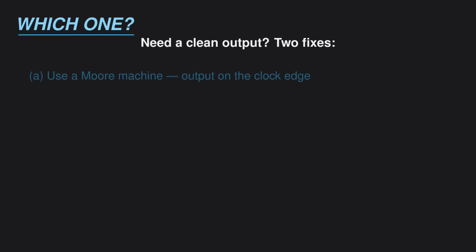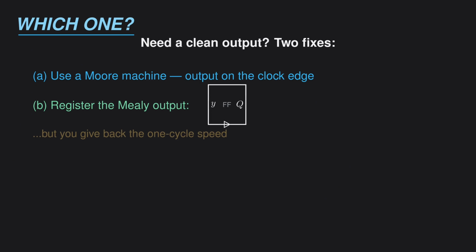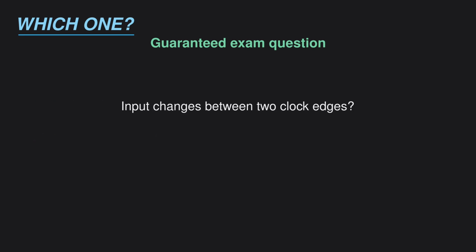If you need a clean output, you have two choices. You can use a Moore machine whose output changes only on a clock edge. Or you can register the Mealy output, which means passing it through a flip-flop. But that gives back the one cycle speed advantage. So here is a guaranteed exam question. What happens when the input changes between two clock edges? With a Moore output, nothing changes until the next tick. With a Mealy output, it can change immediately. Rehearse that contrast. You will use it.